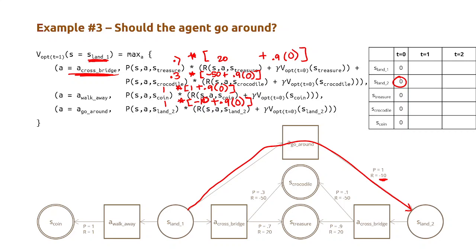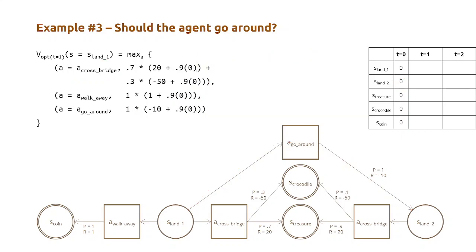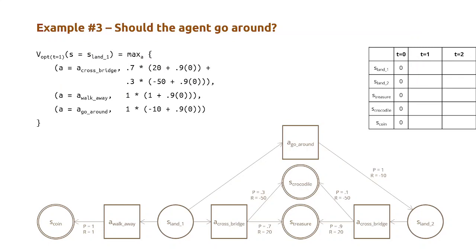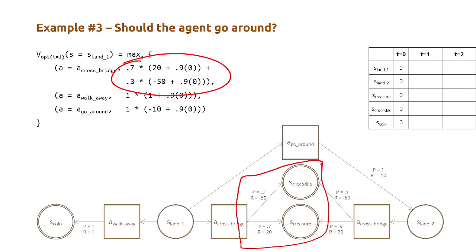Okay, so I think what I've written is correct. So let's proceed to the next slide. Okay, next slide. It's basically the same as what I've written in the previous slide. Remember that we add these two things, because they are in the same action. We just want one value for cross bridge.